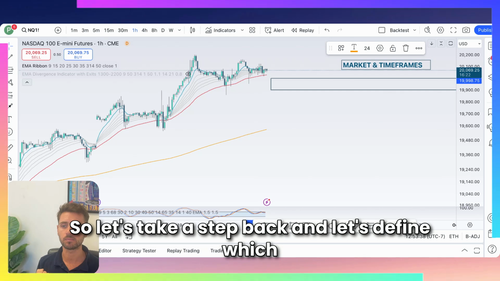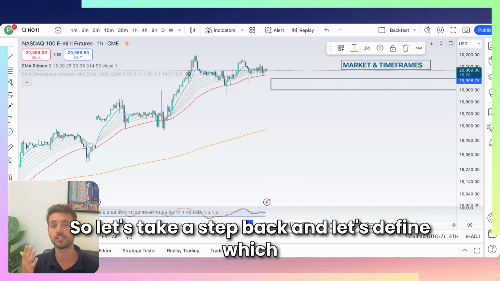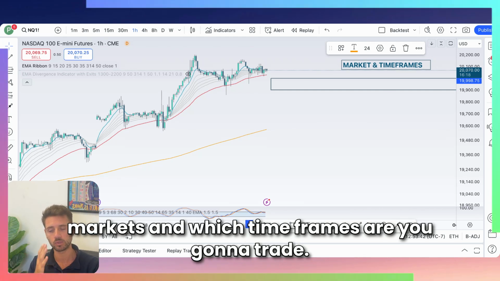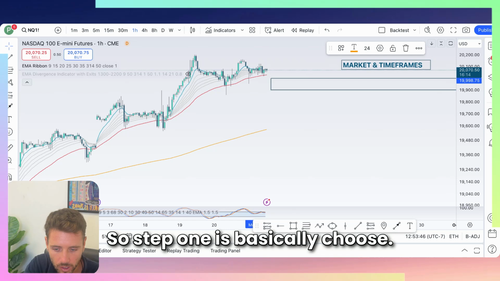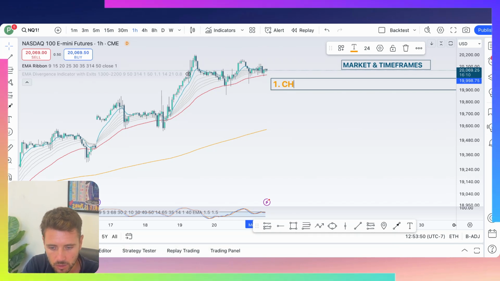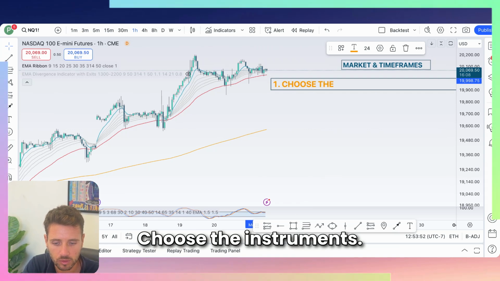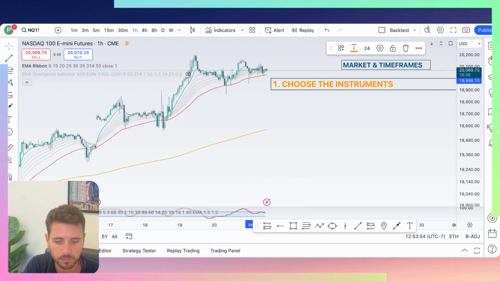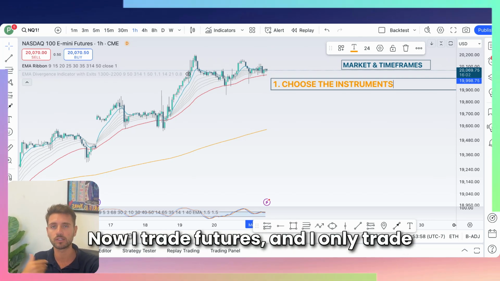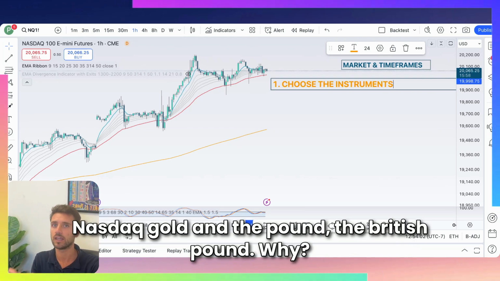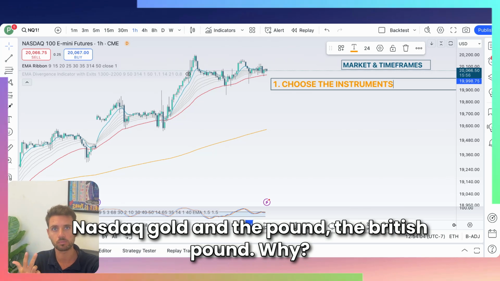So let's take a step back and define which markets and which time frames you are going to trade. So step one is basically choose the instruments. For instance, when I started trading, I used to trade Forex. Now I trade futures, and I only trade Nasdaq, gold, and the British pound.